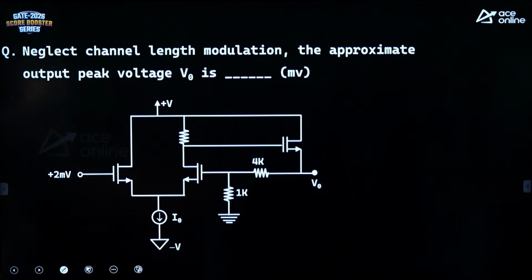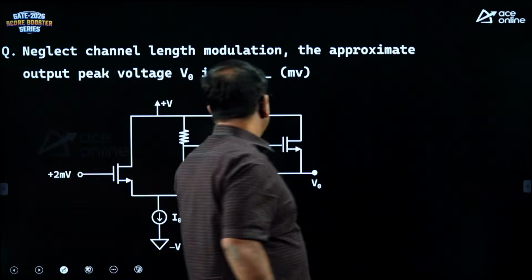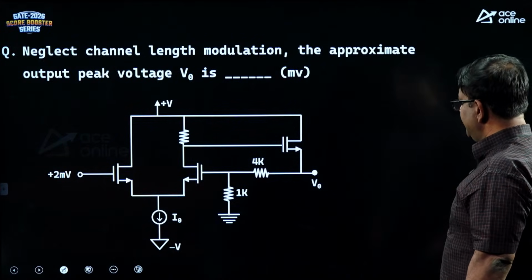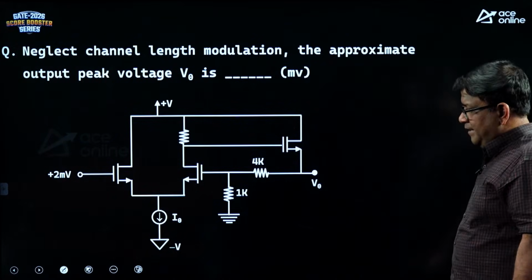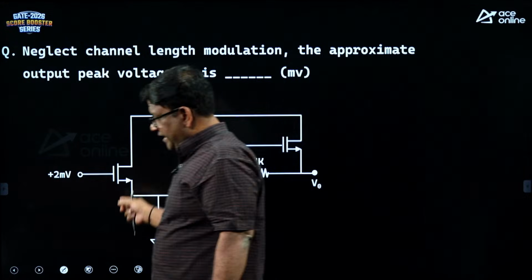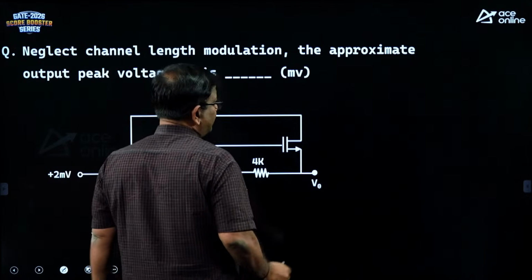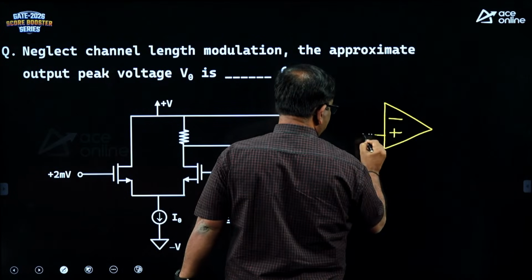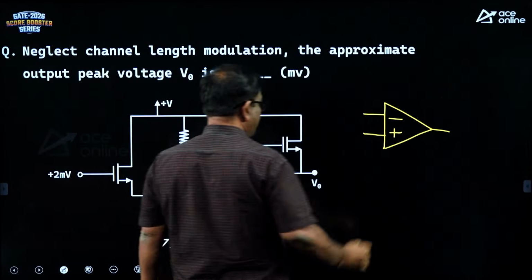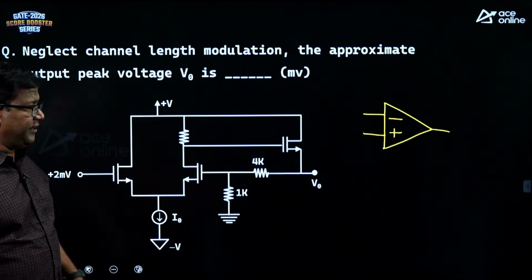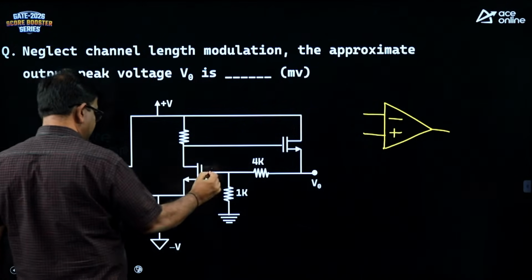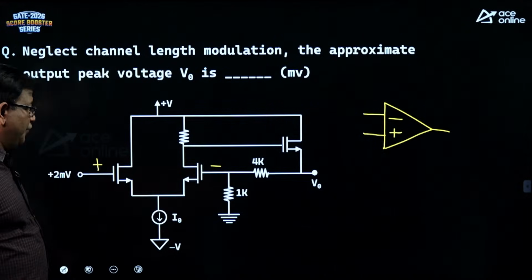Neglect the channel length modulation. The approximate output peak voltage V naught is in millivolts. Now, here you can see there is a differential amplifier. Now, what is the definition of op amp? Op amp is basically a high gain differential amplifier. It has 2 terminals, the non-inverting and inverting.